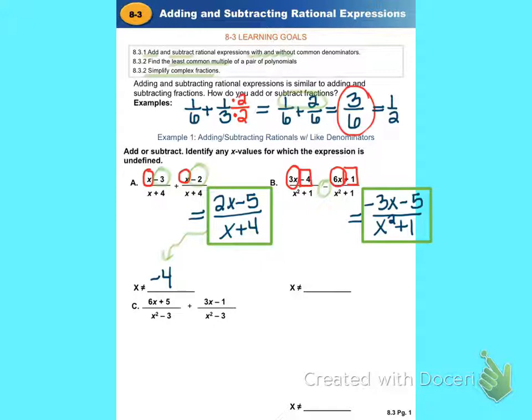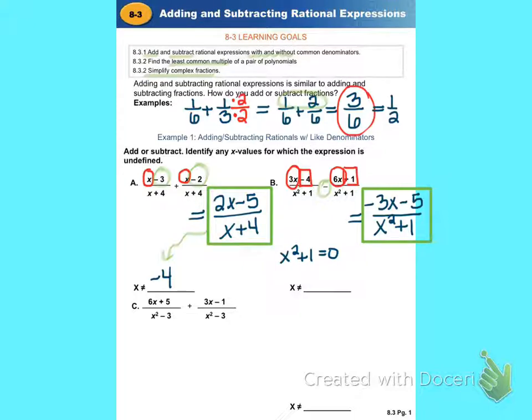So if I think about that, x squared plus 1 equals 0. And I want to know where this is undefined for the real numbers. Well, there's really nothing that you could put in for x that would make this equal to 0, because there's no number you could square and get negative 1, which is what it would take to make that 0.